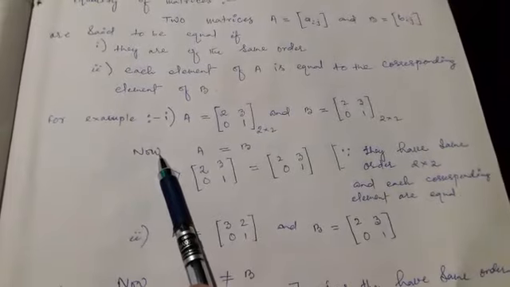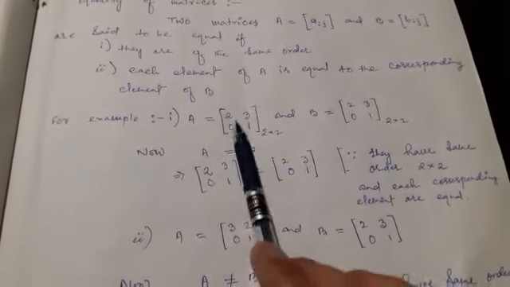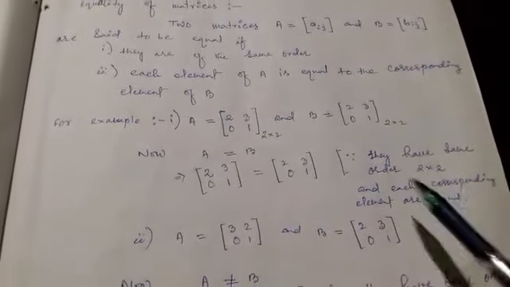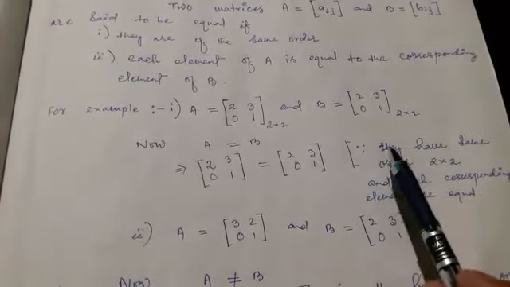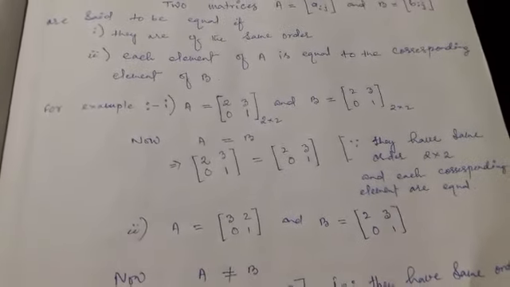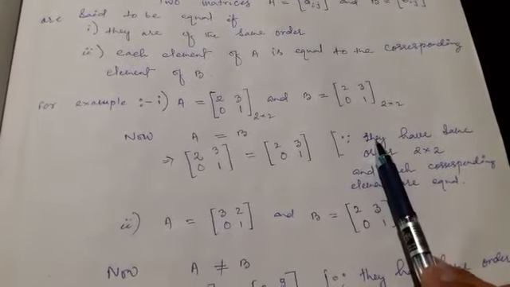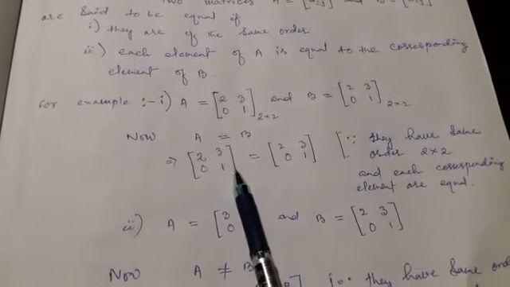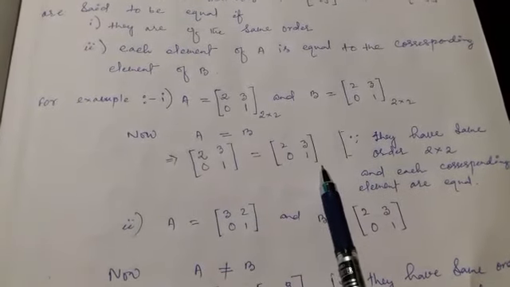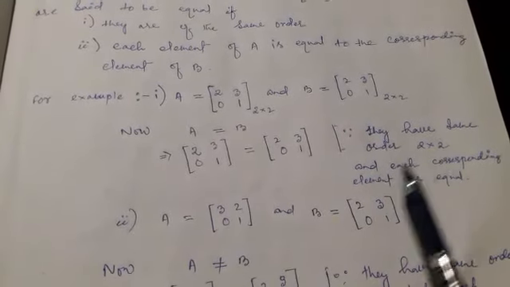Now let us check whether these 2 matrices are equal or not. This is matrix A, matrix B. So I am giving the first point and second point. Let us check whether the first point and second point are satisfied or not. See, what is the order of these? 2 by 2. This also 2 by 2. They have the same order 2 by 2. The first point is satisfied.